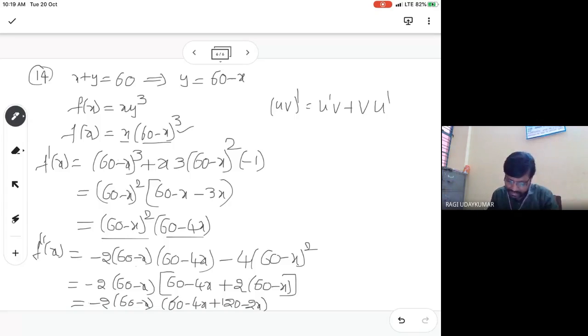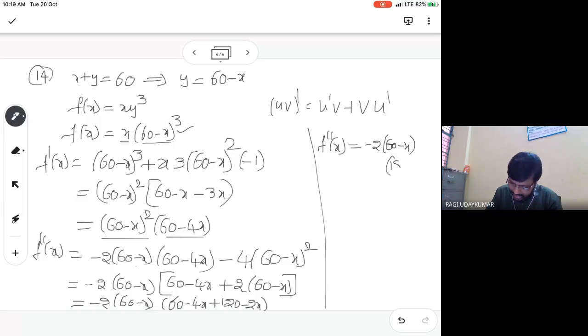So 180 minus 6x you are getting. So f double dash of x is equal to minus 2 into (60 minus x) into (180 minus 6x). From 180 minus 6x, 6 you can take common, so 12 comes outside. 60 minus x, what is taken common? 6 is taken common. So 30 minus x. Because if you substitute the x value in this, it will come easily.